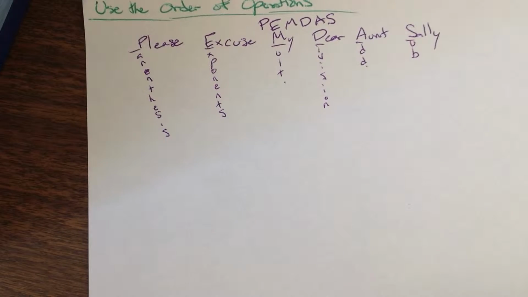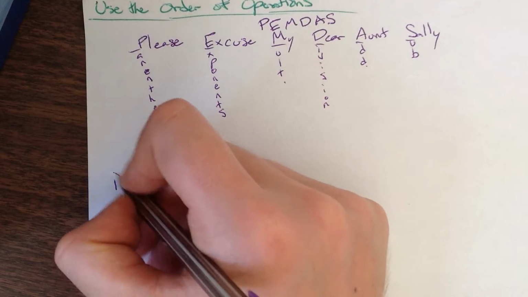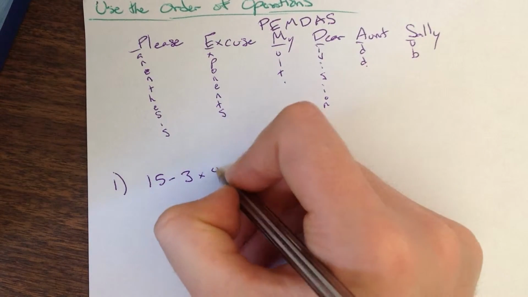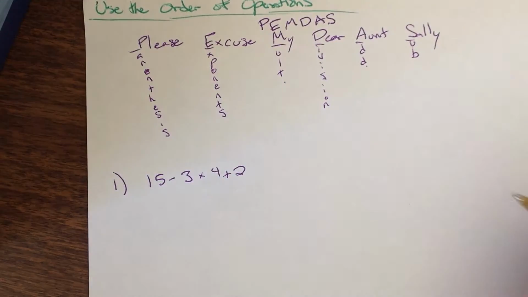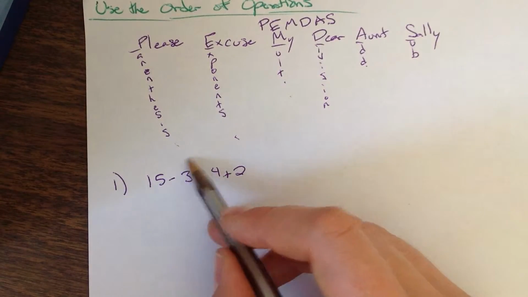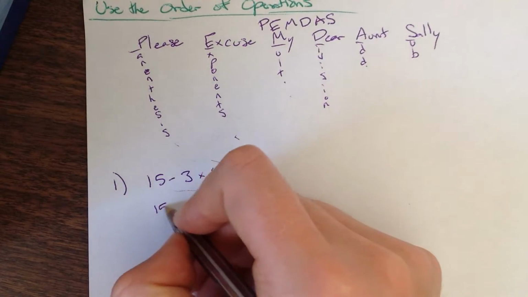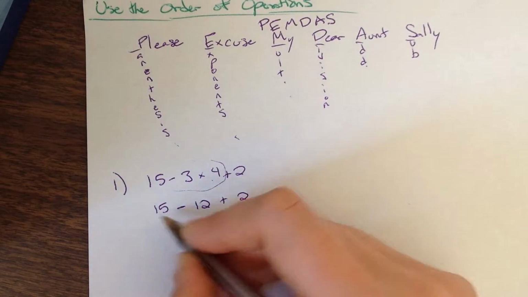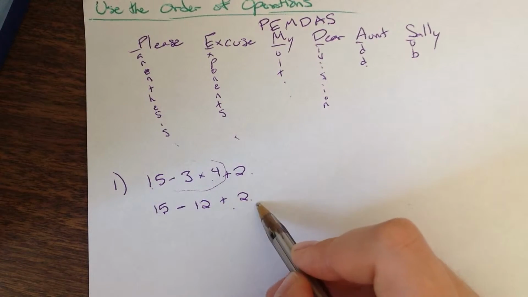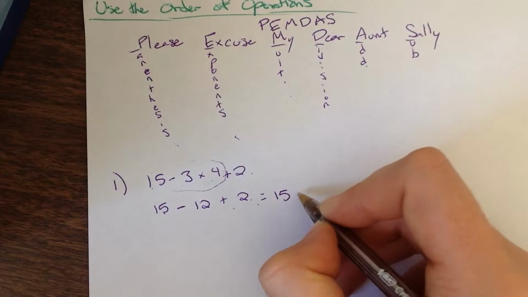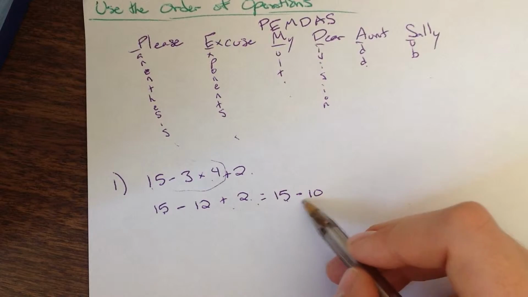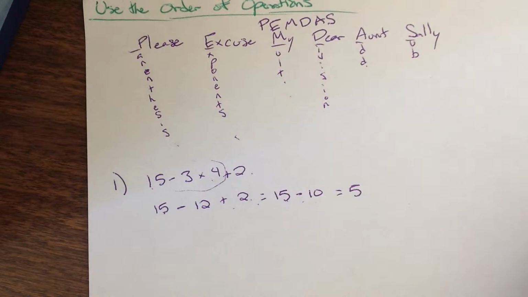So, if I were wanting to simplify the following expression, if we had 15 minus 3 times 4 plus 2. Well, no parentheses, no exponents, multiplication from left to right. Here's a multiply. Negative 3 times 4 becomes negative 12. The rest stays the same. Then I do addition. Well, negative 12 plus 2 is negative 10. Then lastly, I do the subtraction of 15 minus 10 gives me 5.